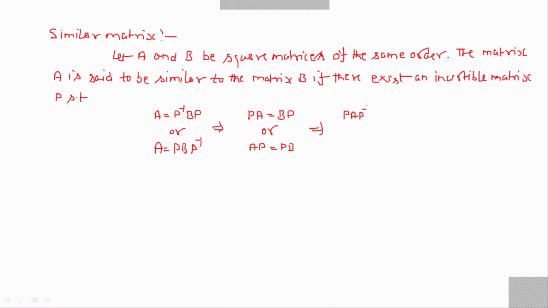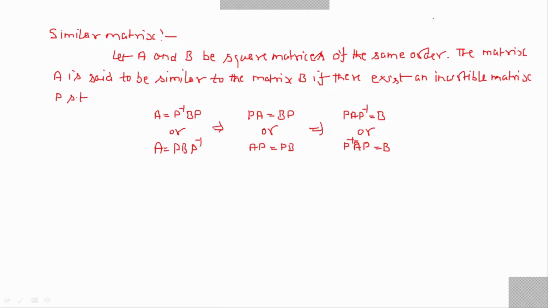Now if you post-multiply the first equation by P inverse, you will get PAP inverse is equal to B. Okay, so B into P into P inverse, that is identity, so you get the B matrix. Or in the second one, if you pre-multiply with the P inverse, then you will get P inverse AP is equal to the B matrix. So what does this mean?